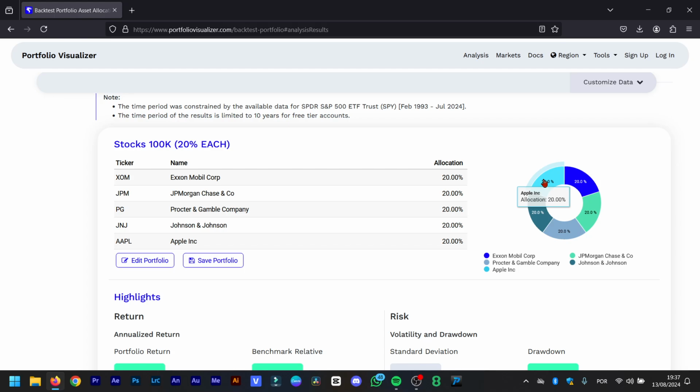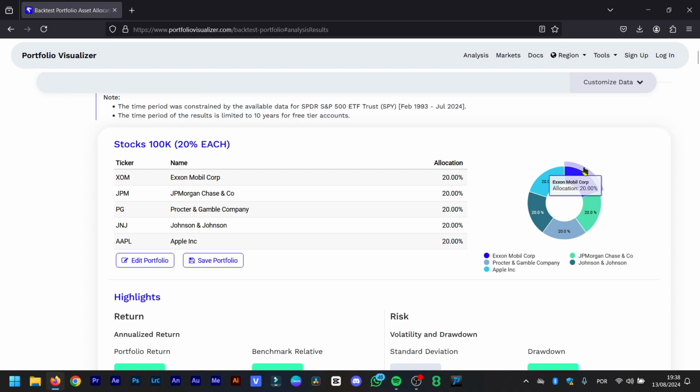This first part. Now the second part is 20,000 US dollars into XOM or ExxonMobil, which is this one right here. Okay, I'm sorry if I'm saying it wrong, but I think it's XOM. So this stock is the energy sector, which is important for balancing out our portfolio.